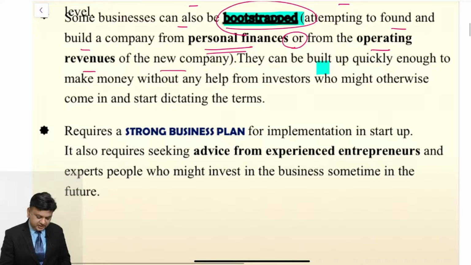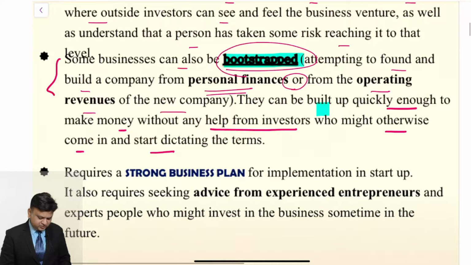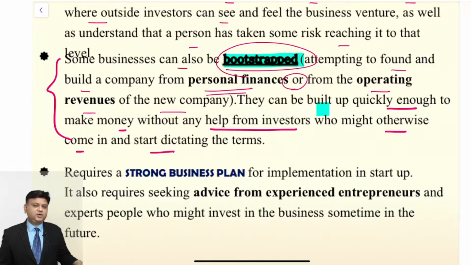They can be built quickly enough to make money without any help from investors who might otherwise come and start dictating the terms. One thing is very simple for anybody to understand: if I take money from you for the purpose of doing my business, then of course you will have a say in my business. Even though banks have clear terms and conditions on which they charge interest, if you do not make payment of the interest for a certain time period, then they will also get themselves involved in your business.